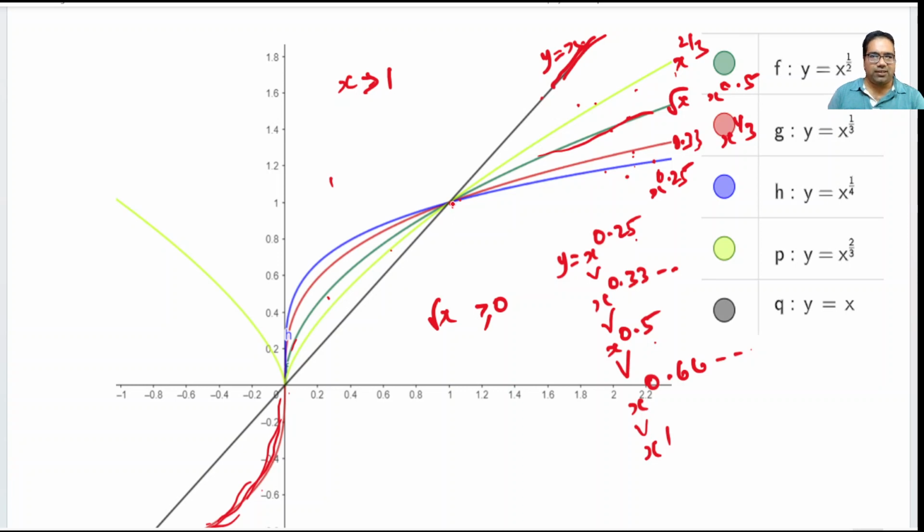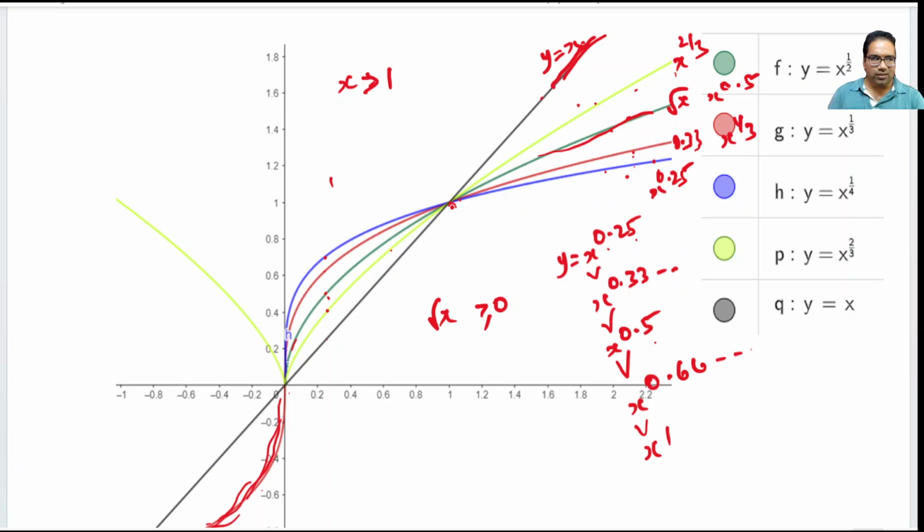The same thing is reversed when x is below 1. When x is below 1, the lower power gives the higher value, right? For example, x power 0.25 is highest. When x is below 1, x power 0.25 is greater than x power 0.33, which is greater than x power 0.5, which is greater than x power 0.66, which is greater than x power 1.